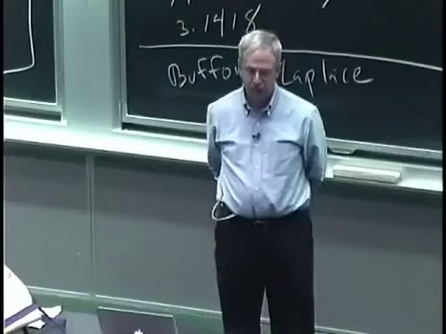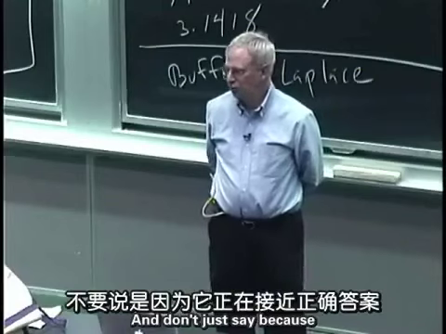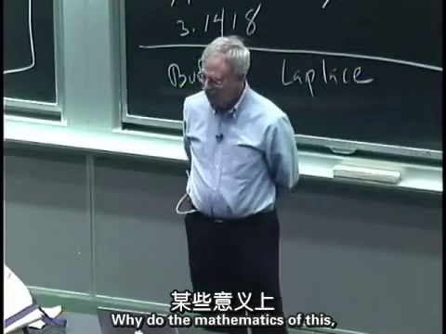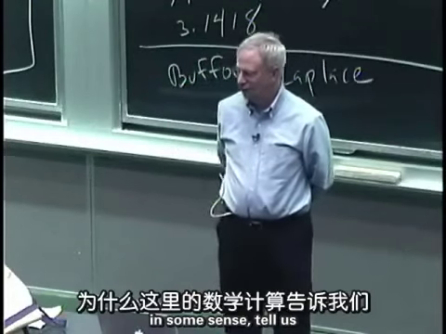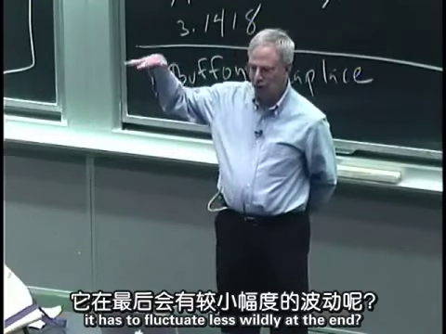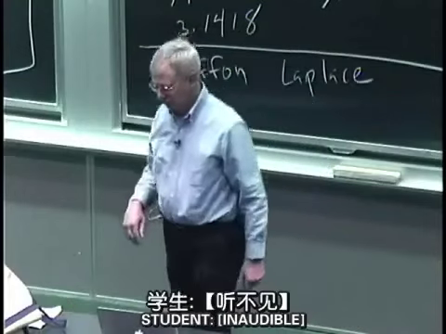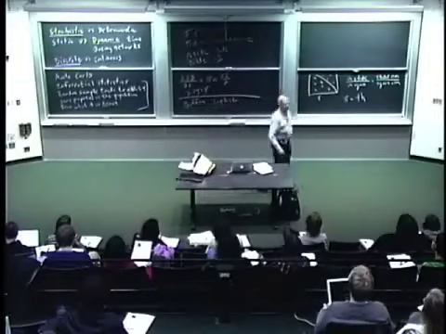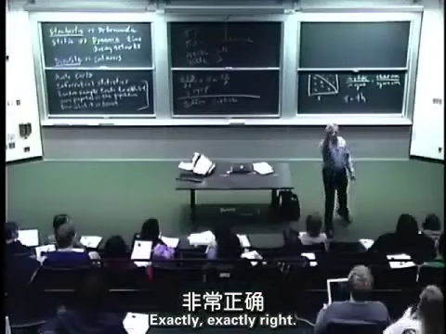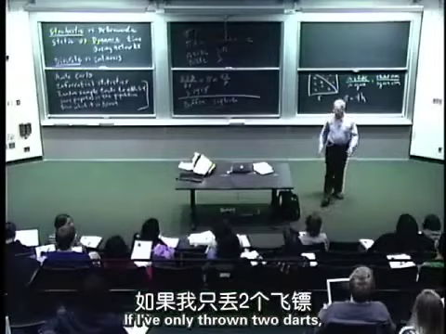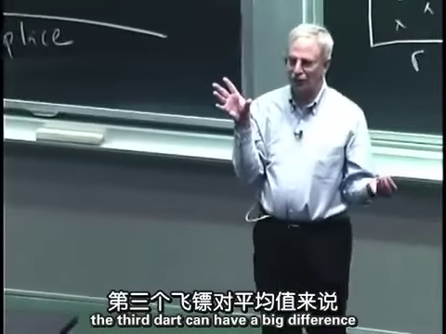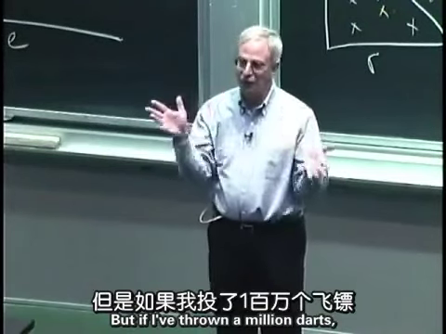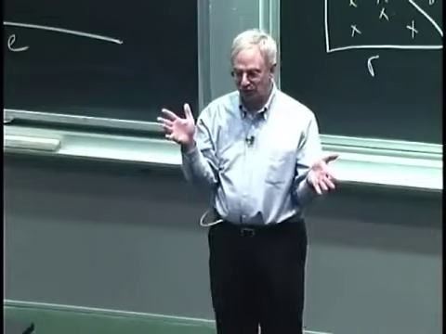Why is that? And don't just say because it's close to right and it knows it. Why does the mathematics of this, in some sense, tell us it has to fluctuate less wildly at the end? Yes? Well, as the total number of darts increases, one individual dart in either region doesn't make much difference. Exactly. Exactly right. If I've only thrown 2 darts, the third dart can have a big difference in the average value. But if I've thrown 1 million darts, the million and first can't matter very much.